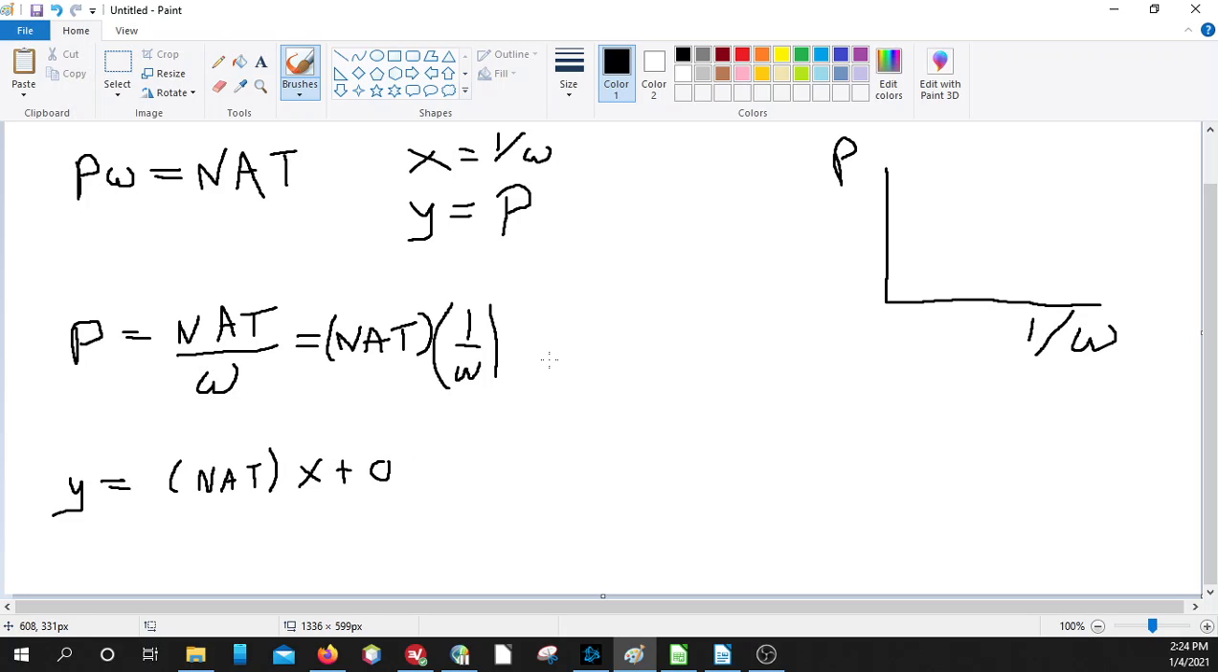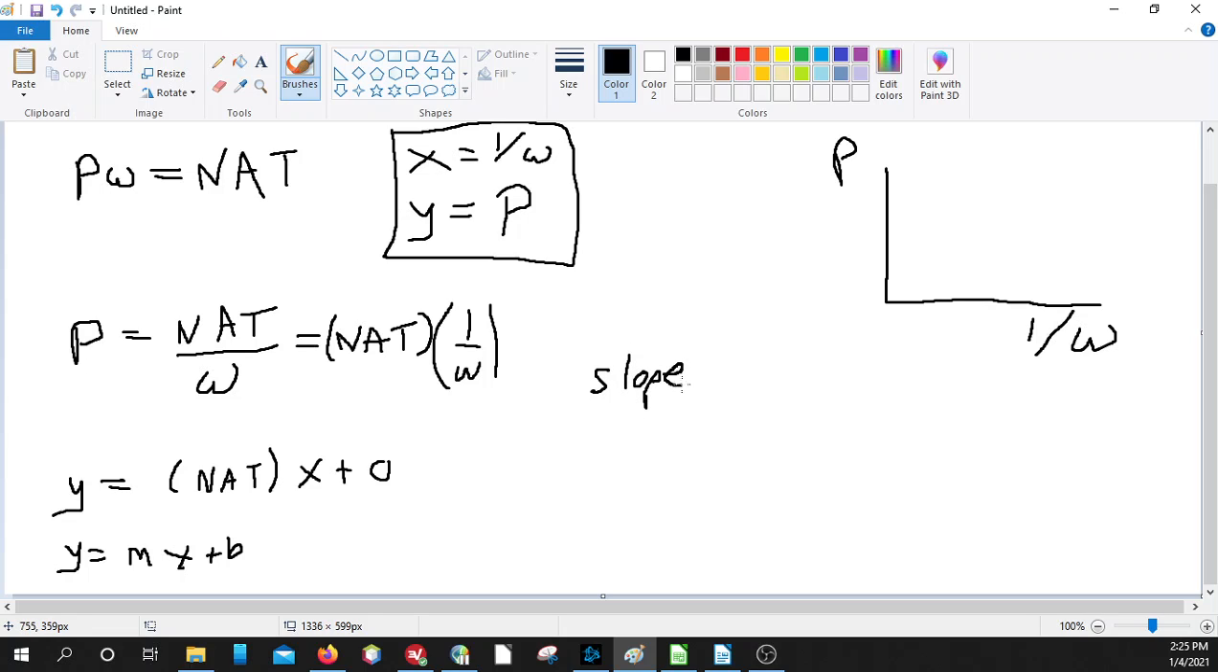I'm going to say plus 0. And the reason for that is, our basic equation for a line is y equals mx plus b. So what we have here, if we make this change of variables, we've linearized our data where our slope is NAT and our intercept is 0.